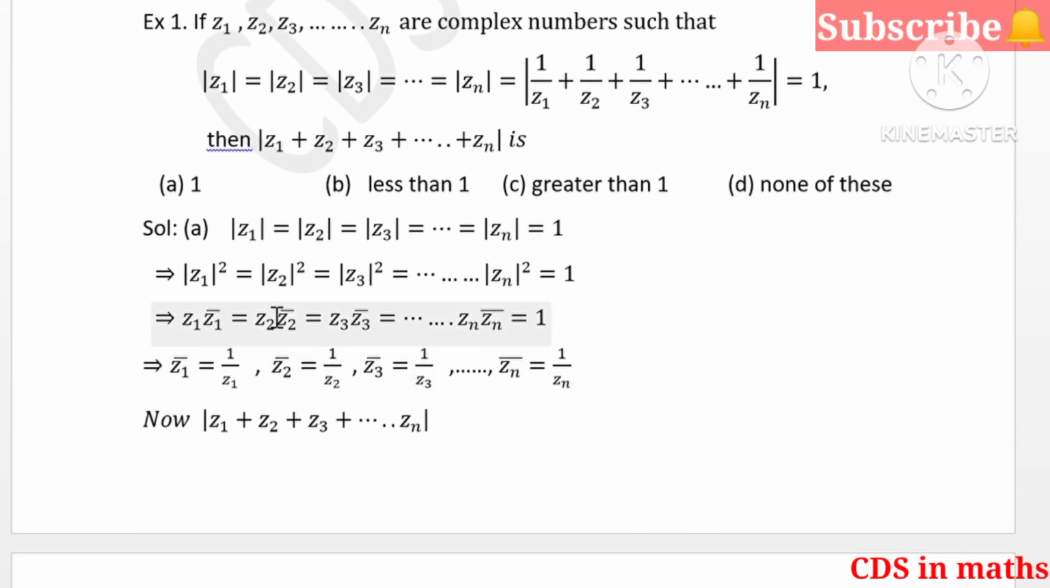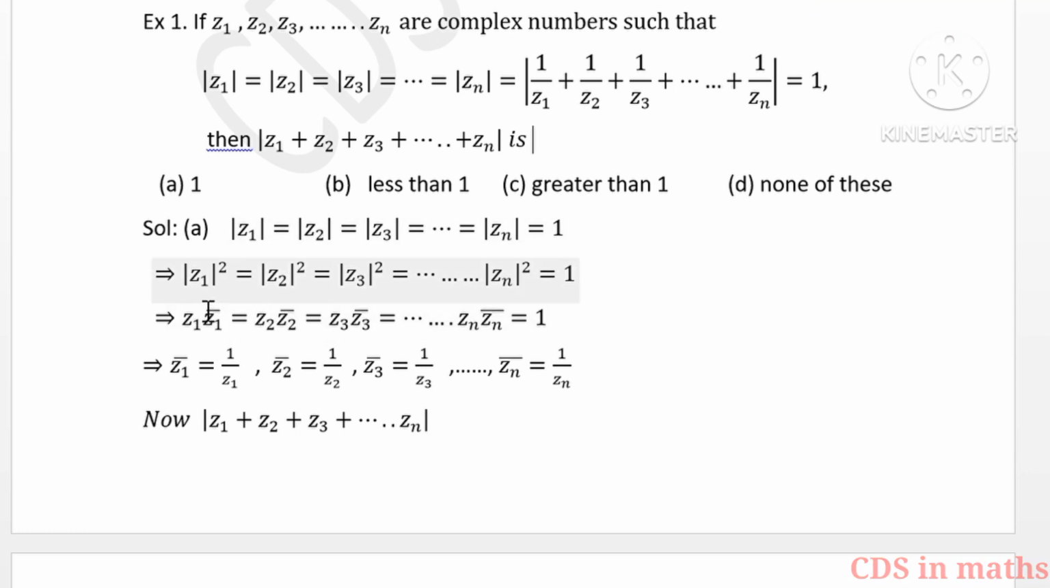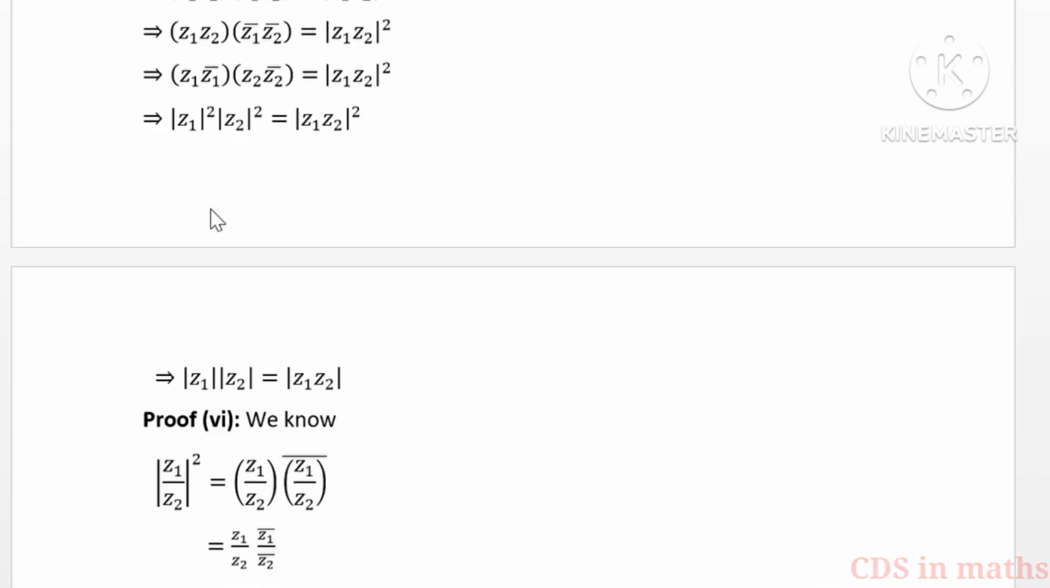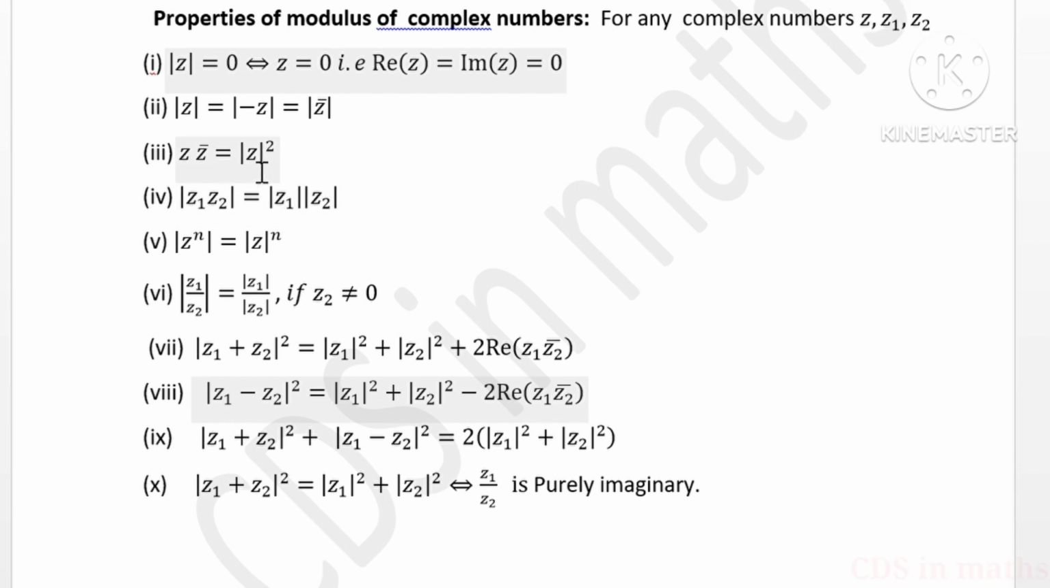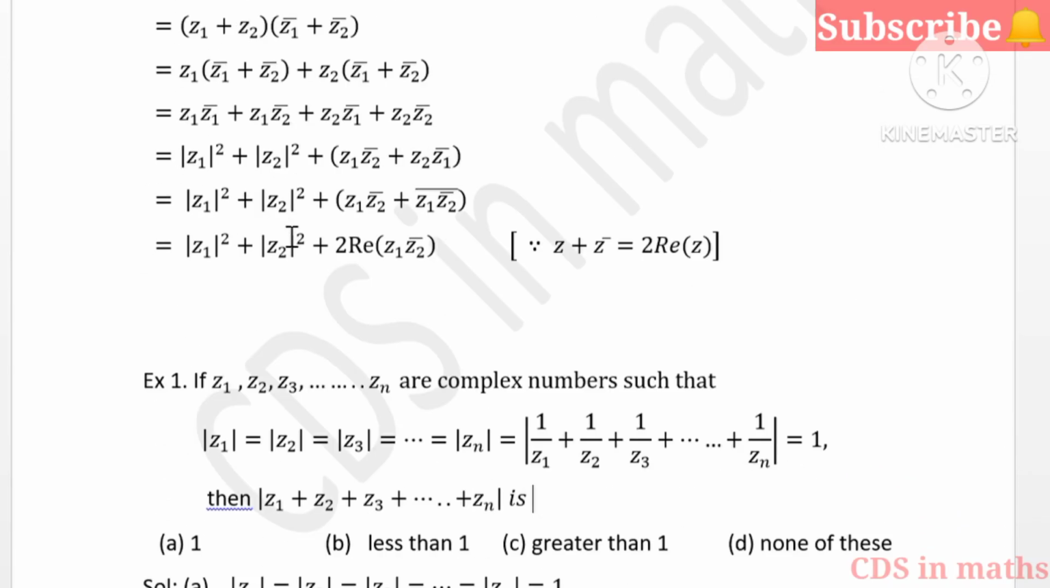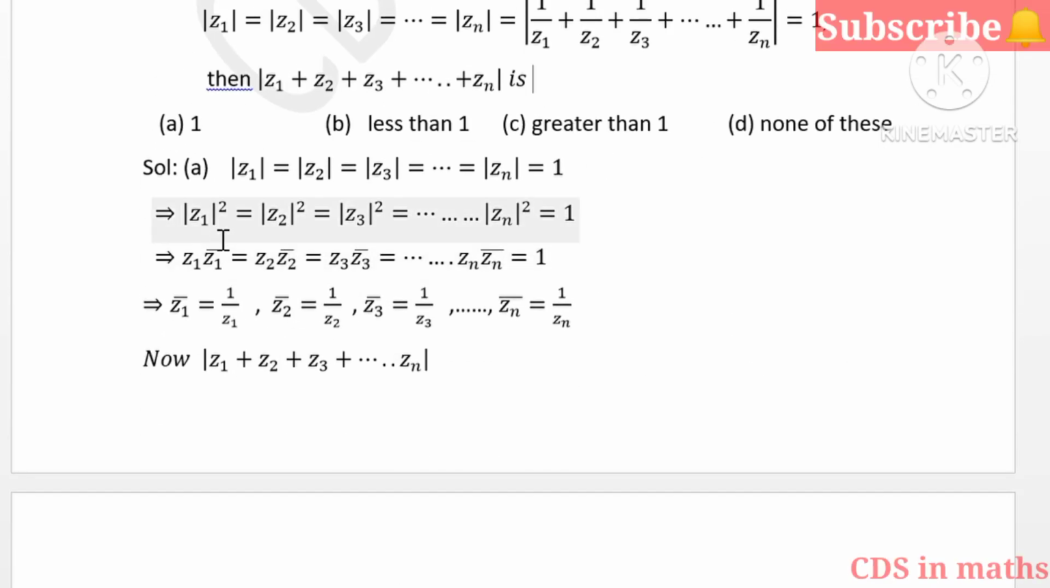So let's go with the given information. It is given that the modulus of all the n complex numbers is 1. Now I am squaring all of these. If these are equal, then their squares will also be equal, and 1 square is equal to 1. Now mod z1 square I can write as z1 z1 bar. Which property have I used? I have used this property: z into z bar is equal to mod z square. I am using it in the reverse way.